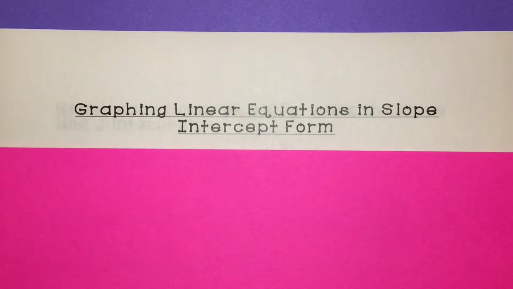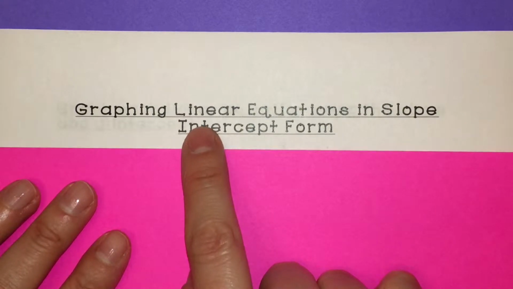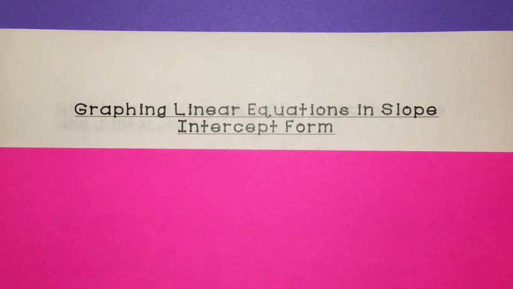We're going to graph linear equations written in slope-intercept form. Anytime you see the word linear, when you graph it, you know it's going to create a straight line, meaning there's not going to be any curves or bends.